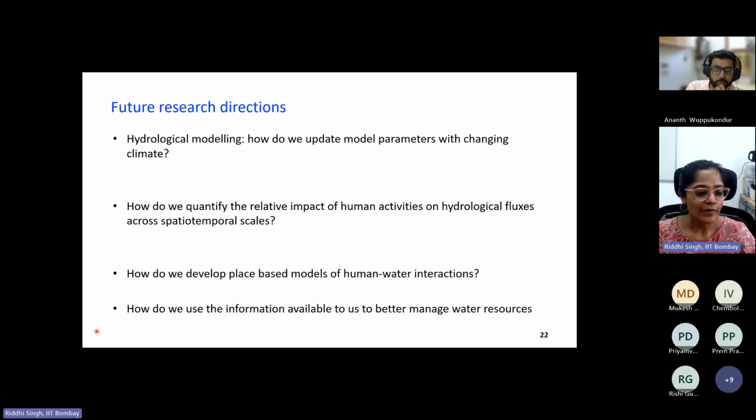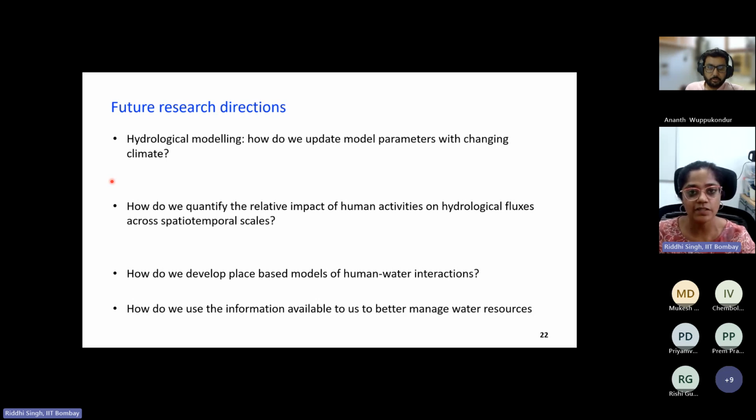These are the four broad questions that I think I will be working on for the next few years. The first one is related to modeling. I don't think we have still solved the puzzle of how we update model parameters with changing climate. So we'll continue to work on that. And then there are a lot of unanswered questions on how do you quantify relative impact of human activities on hydrological fluxes across a spatiotemporal scale.